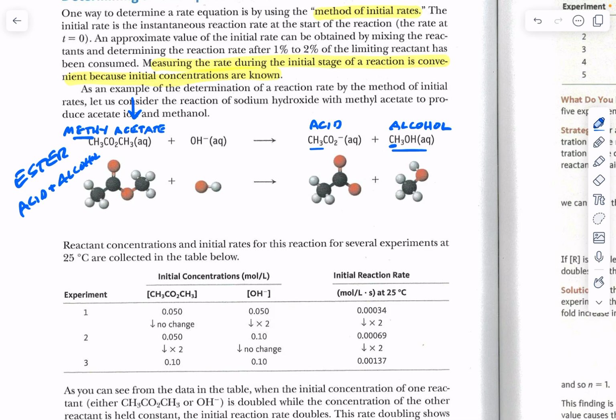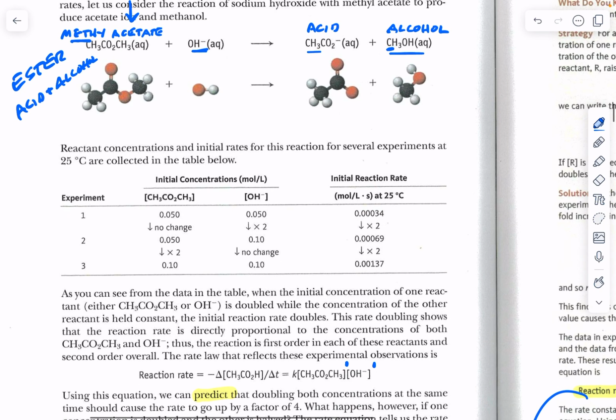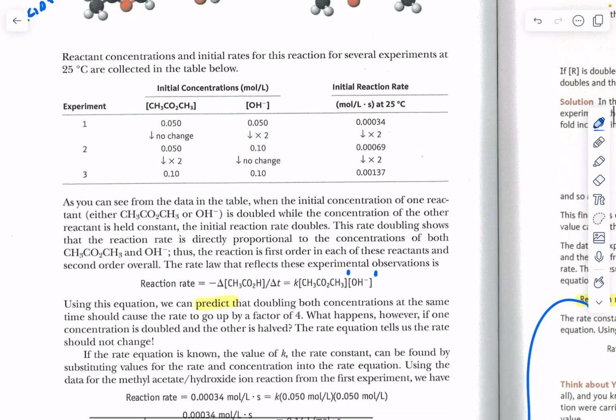So in this particular reaction, methyl acetate in a basic solution will yield us a mixture of an acid and an alcohol. And so that explains that reaction. And so we come down here, we're going to do 3 experiments.